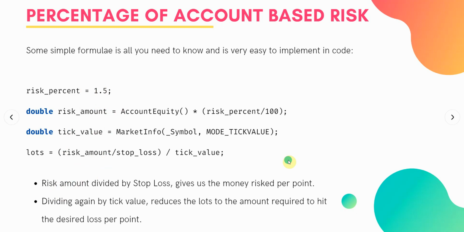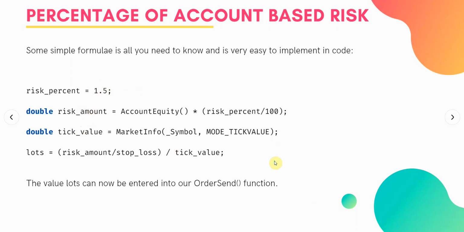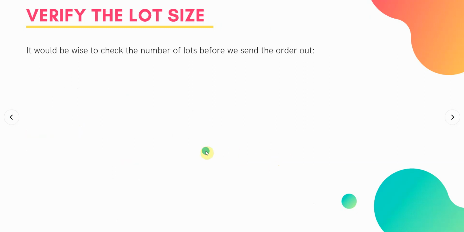So the risk amount divided by the stop loss gives us the money risk per point. Dividing again by the tick value reduces the loss to the amount required to hit the desired loss per point. That's a bit wordy way of saying that, but fundamentally this formula here will give you the amount of lots you need for your trade. So we'll go through that with an example, so you can use that if you don't quite understand what I'm saying here. It's okay, just understand that this formula with these inputs will give you that risk per trade. You can now put the lots value into your order send function, and off you go.